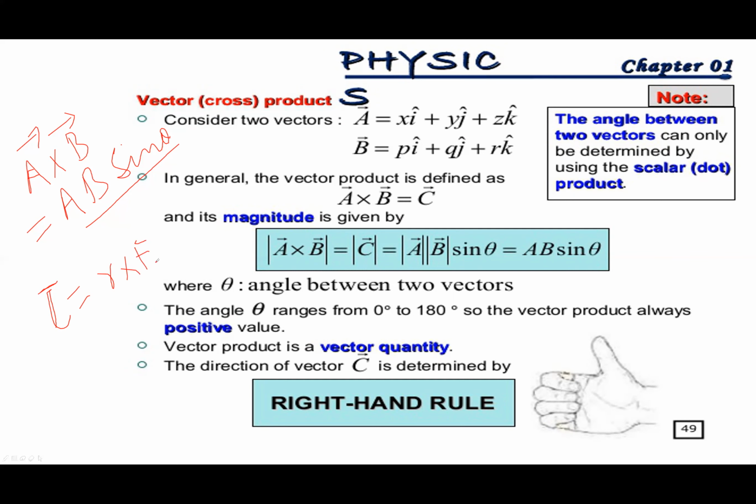Now, we have considered two vectors A and B, and the resultant quantity is vector C. It is written as A cross B is equal to C, AB sine theta, where theta is the angle between the two vectors. The angle theta ranges from 0 degrees to 180 degrees. So the vector product always has a positive value. Vector product is a vector quantity. The direction of vector C can be found by the right hand rule or left hand Fleming rule.